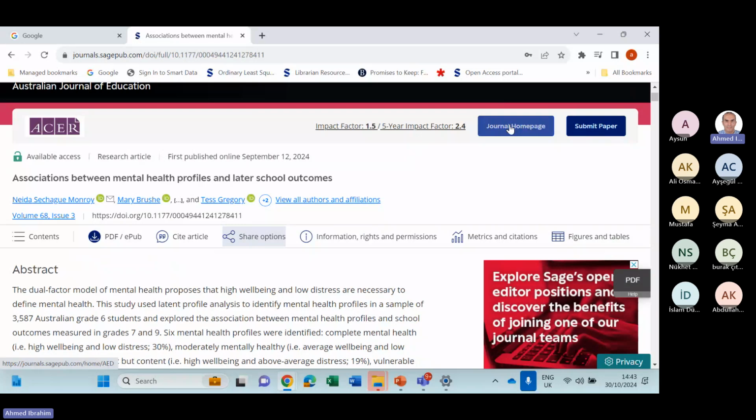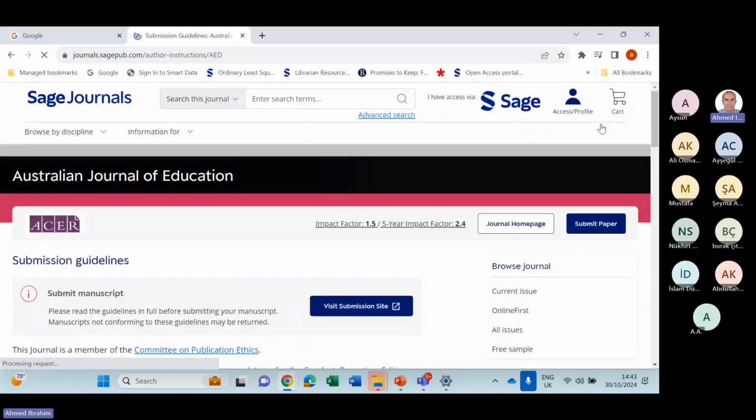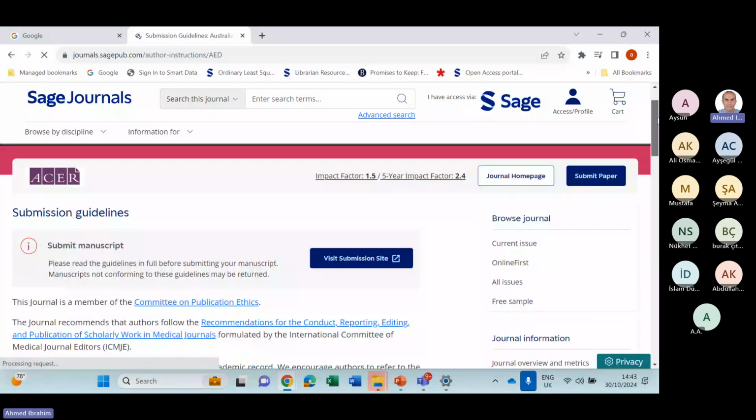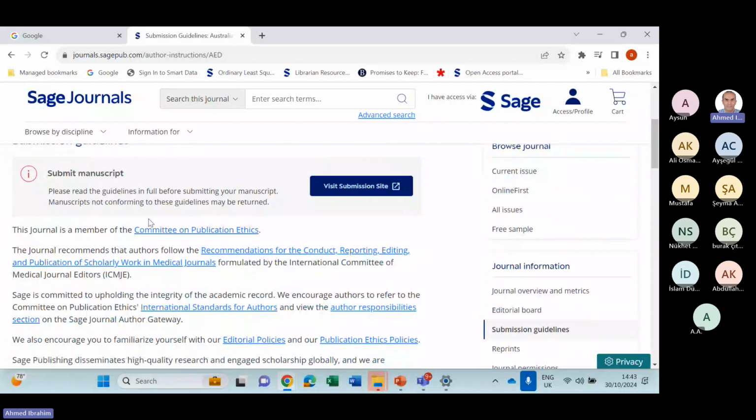I can find here the journal homepage, and if I want to submit to this journal, I can find an icon here, submit your paper. So I can click on submit paper and see the submission guidelines before submitting this paper. And it's mentioned here, please read the guidelines in full before submitting your manuscript. Manuscripts not conforming to these guidelines may be returned.